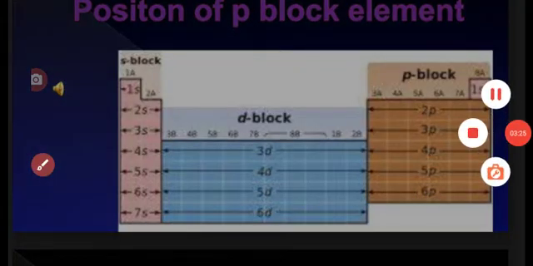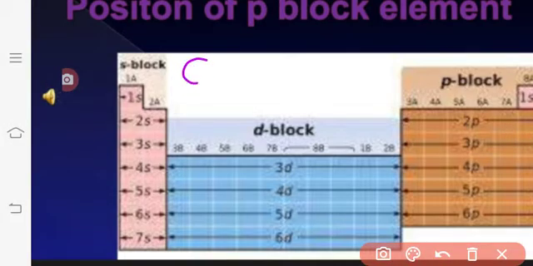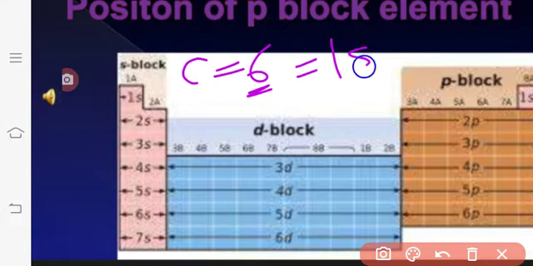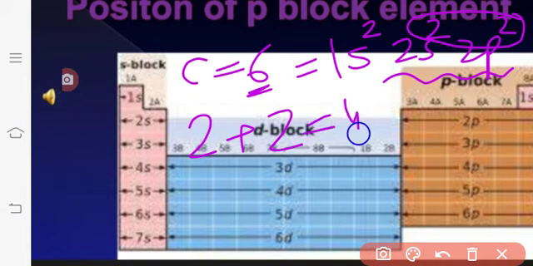Suppose the electronic configuration of carbon, the atomic number is 6. What is the electronic configuration of carbon? This is 1s2, 2s2 and 2p2. So these 2s2 and 2p2 are the outermost shell, and the maximum oxidation state is 2 plus 2, that is 4. Means the group oxidation state generally increases across a period from left to right.